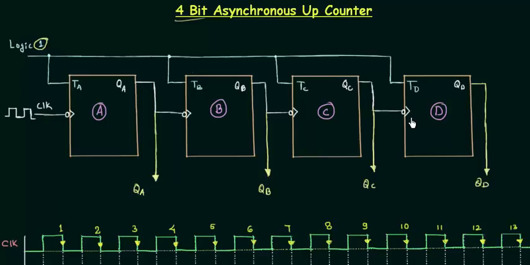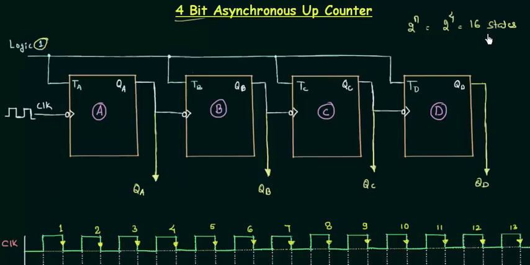Then we will see the truth table for the 4-bit asynchronous up counter. Before that, let me tell you one more thing. I have already told you how to get the number of states of the counter. It is 2 to the power n, where n is the number of flip-flops used. So I have 4 flip-flops, so 2 to the power 4 is equal to 16. So we have 16 states in the case of a 4-bit up counter.